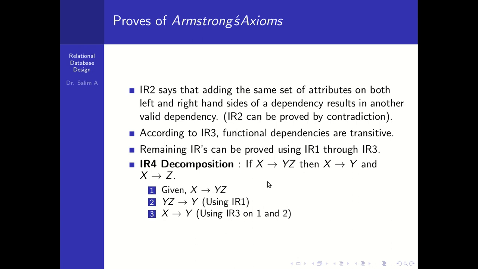Similarly, the same rule is applicable for X determines Z also. In the same way you can prove that X determines Z. That is, X determines YZ is given, and YZ determines Z using IR1. Then by application of IR3, the transitive rule, X determines YZ and YZ determines Y, therefore X determines Y. In a similar way, you can say X determines Z also. Therefore, this is the proof of the IR4 decomposition rule.